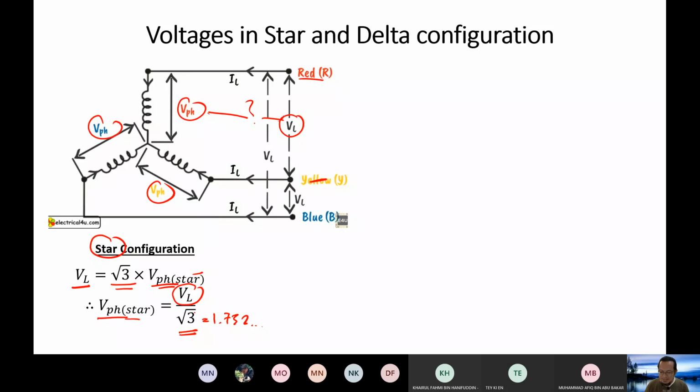Because the line voltage is reduced, the phase voltage will receive less voltage. For example, if the line voltage is 415, the phase voltage will be 415 divided by 1.732, which gives you around 240 volt. This is what they call the phase voltage. This is the voltage each winding will experience.